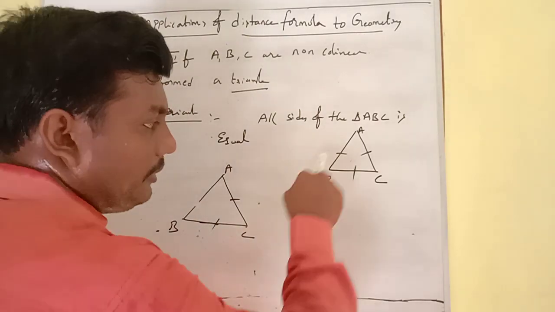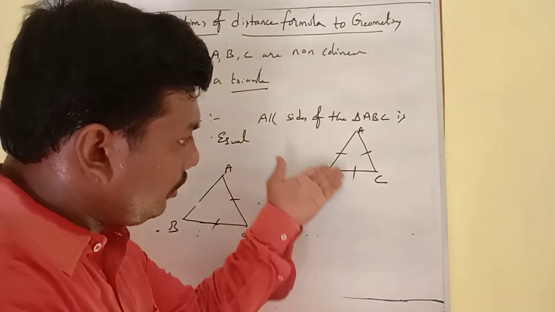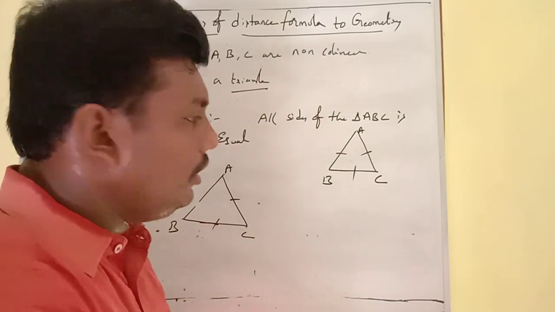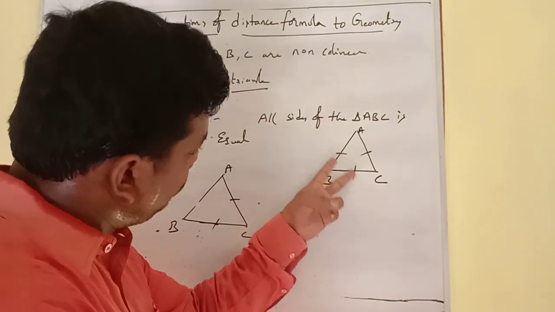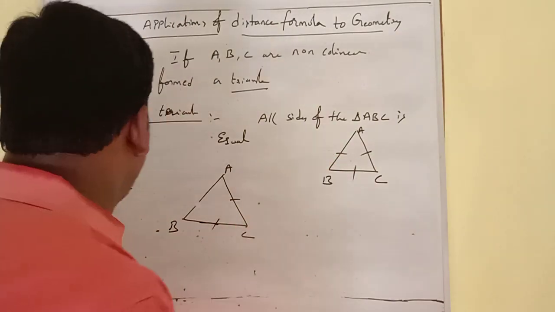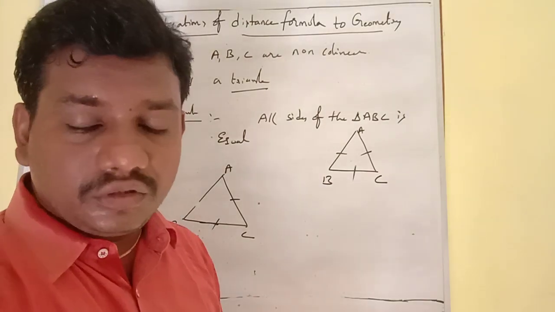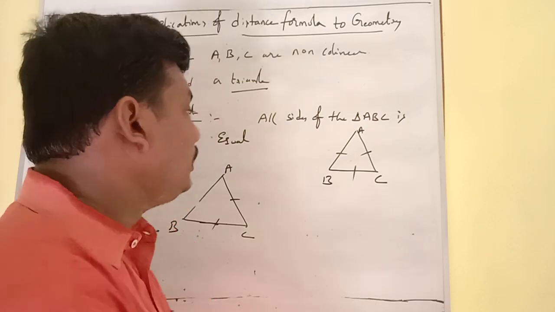Because in an equilateral triangle, always two sides are equal. So obviously all three sides are equal, but in the case of an equilateral triangle we are going to consider that the equilateral triangles are a subset of the isosceles triangles. Right.